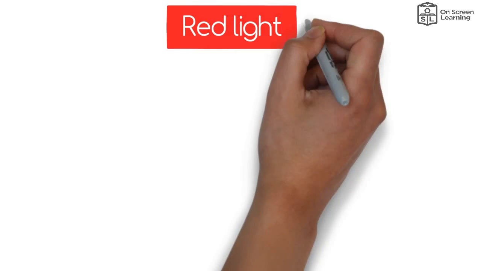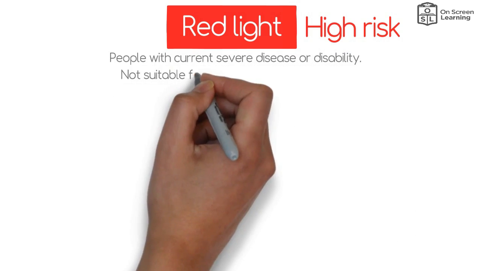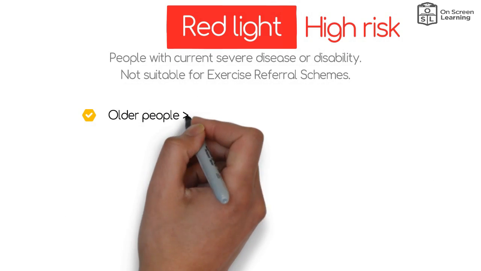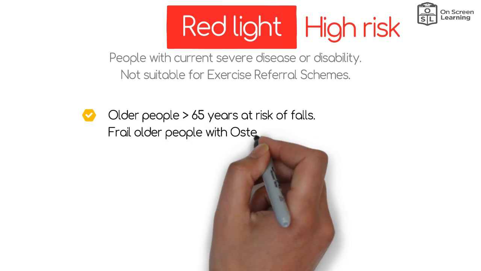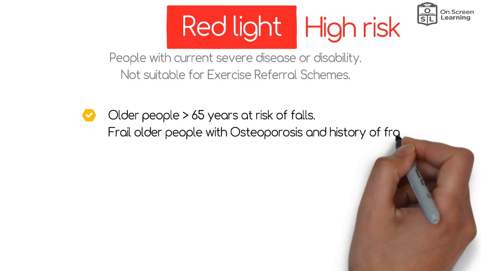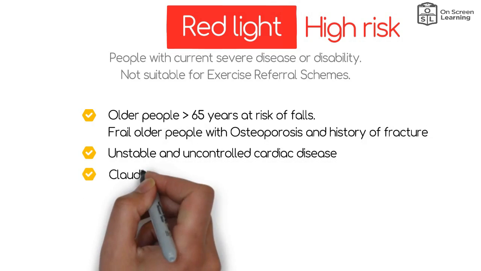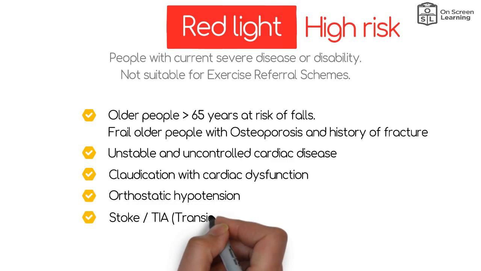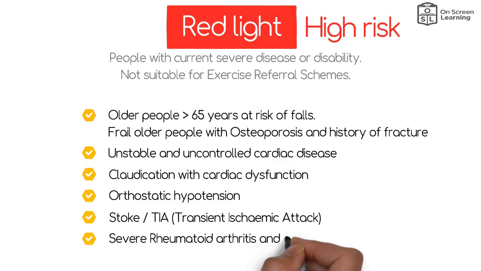Red light, high risk: people with current severe disease or disability, not suitable for exercise referral schemes. Older people aged over 65 years at risk of falls. Frail older people with osteoporosis and history of fracture. Unstable and uncontrollable cardiac disease. Claudication with cardiac dysfunction, orthostatic hypotension, stroke or TIA, transient ischemic attack, severe rheumatoid arthritis and osteoarthritis.